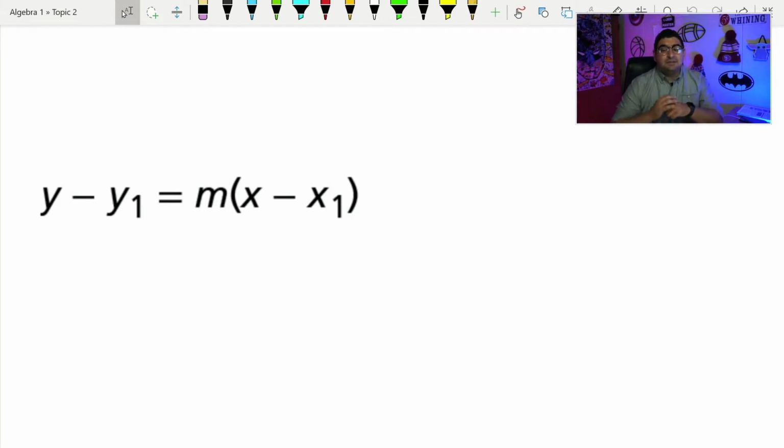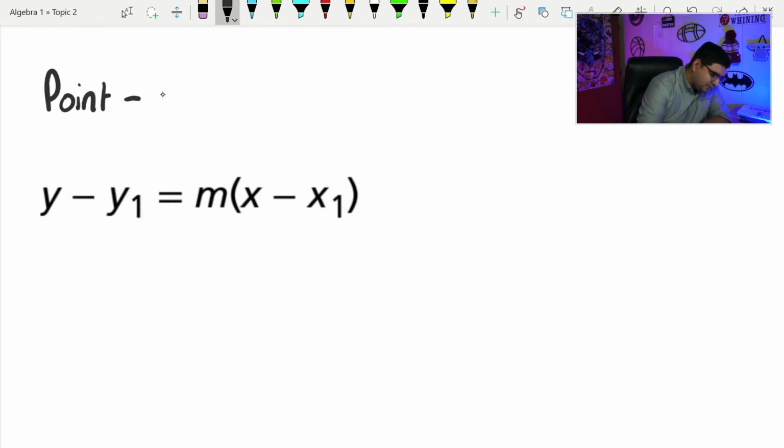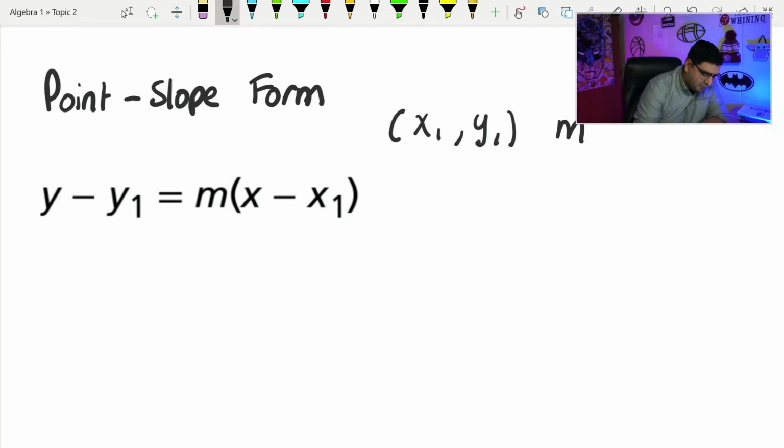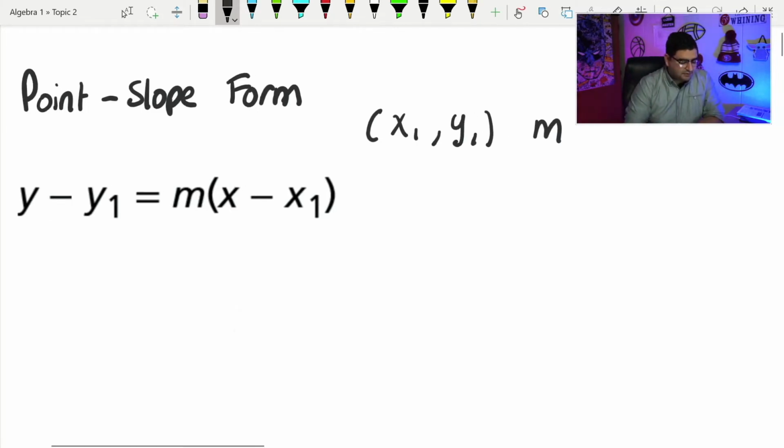This is the point-slope form, written like this: point, slope, form. And in order to use this form to write an equation for a line, we must know two things: the point and the slope. So we must have a point, a generic point like x1, y1, and we must have our slope m. We need to be given these two pieces of information in order to actually use this formula.